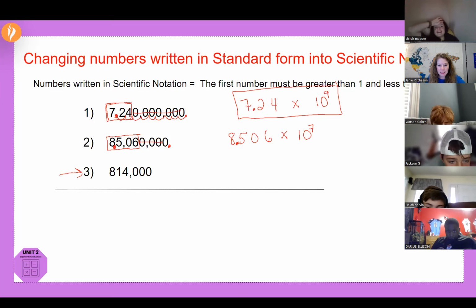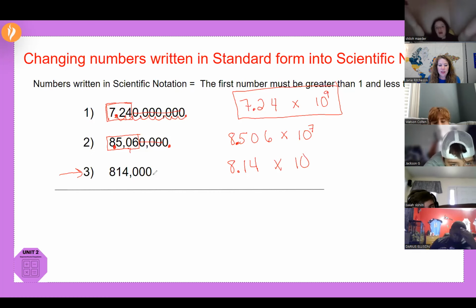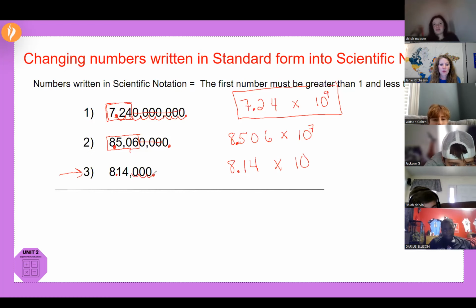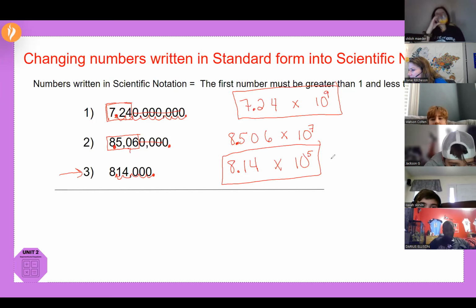Good, Rylan. All right, this is what I'm seeing over and over: 8.4 times 10 to the, guys, look at the screen. The decimal was here. We moved it here, right? Let's all count how many spaces that was. 1, 2, 3, 4, 5. It's 5. How many times you move that decimal is your exponent. Do you understand?